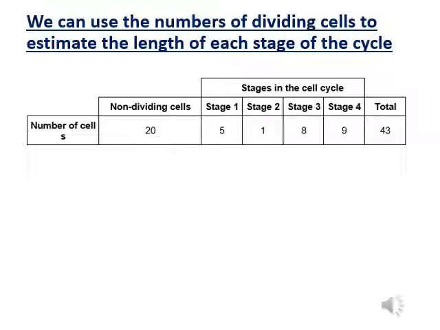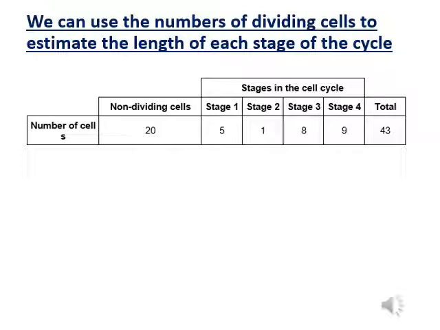So we can use the number of dividing cells to estimate the length of each stage of the cycle. So we can estimate how long a cell spends in interphase, how long is the mitosis stage, and then how long is the cytokinesis stage. So if on the previous slide we'd counted up the number of cells that were not dividing and then the number that were in each of these different phases of division, we'd get a table that looks something like this on the slide.